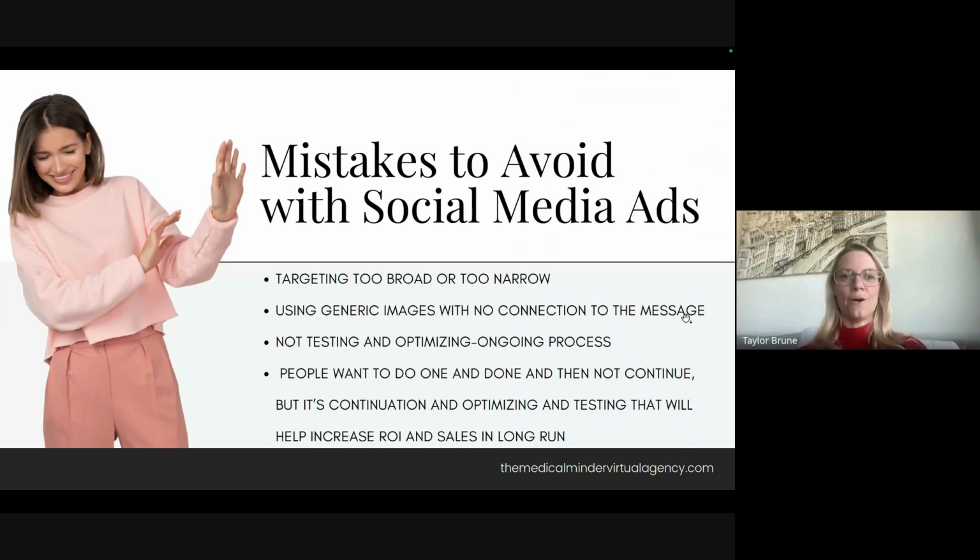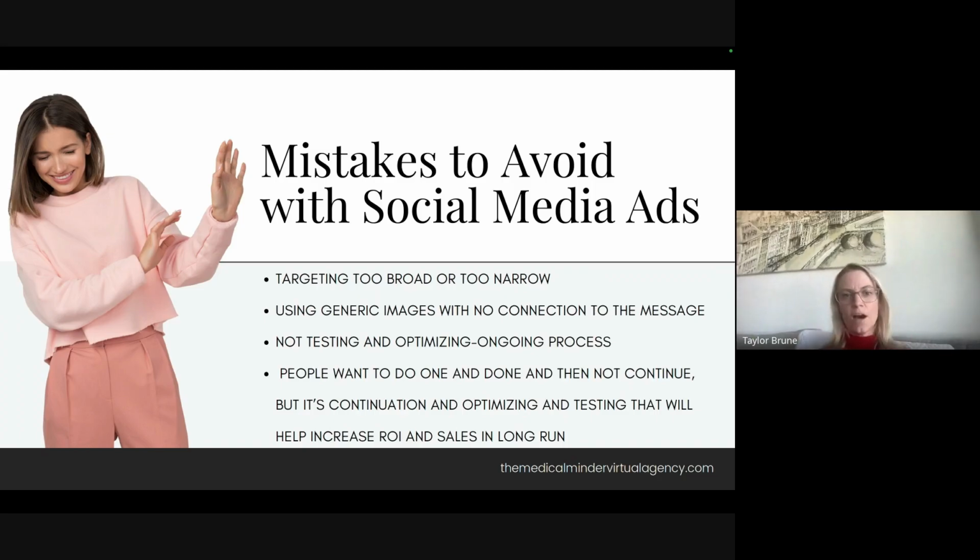Okay, so mistakes to avoid: targeting too broad or too narrow, and that's where you test. Using generic images where there's no connection to the message. That's something you don't want to do, and a lot of practices do that, especially family practices, general practices. You don't want some basic picture of a nurse with a stethoscope. Trade that in for you with a stethoscope helping a patient doing an activity.